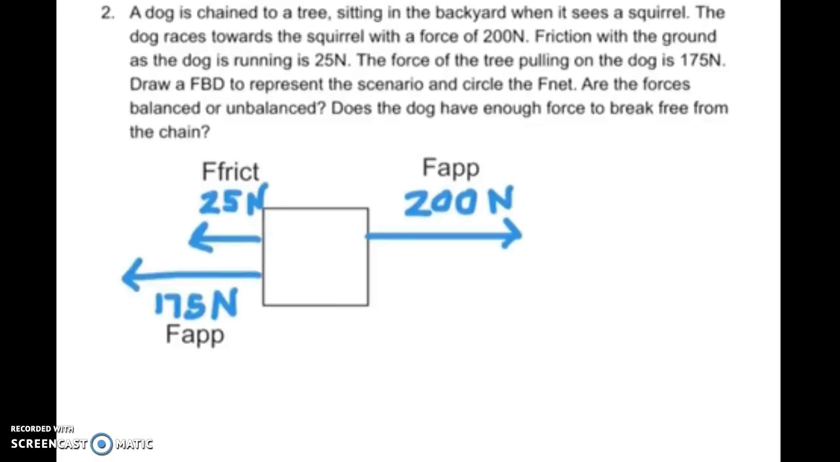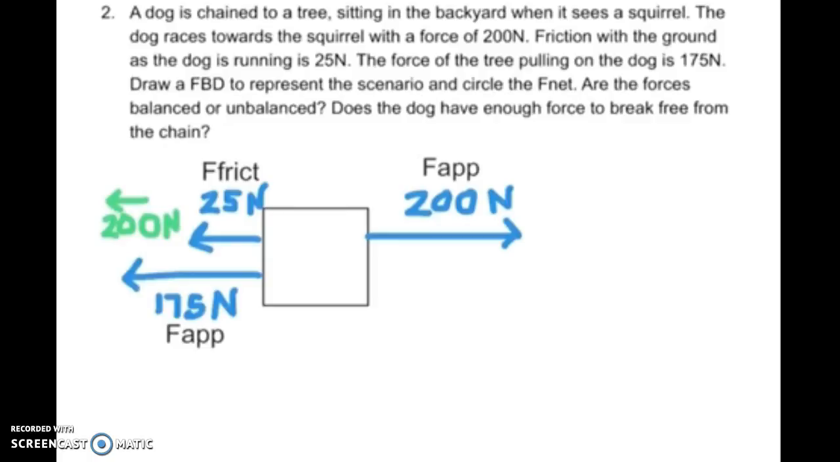Before we find the net force, we have a couple things we need to look at. First of all, we have arrows that are going in the same direction. When we have arrows going in the same direction, we add those two totals. So 175 plus 25 is actually 200 going to the left. Now if we look at our situation, we have 200 newtons going to the right, we have 200 newtons going to the left.